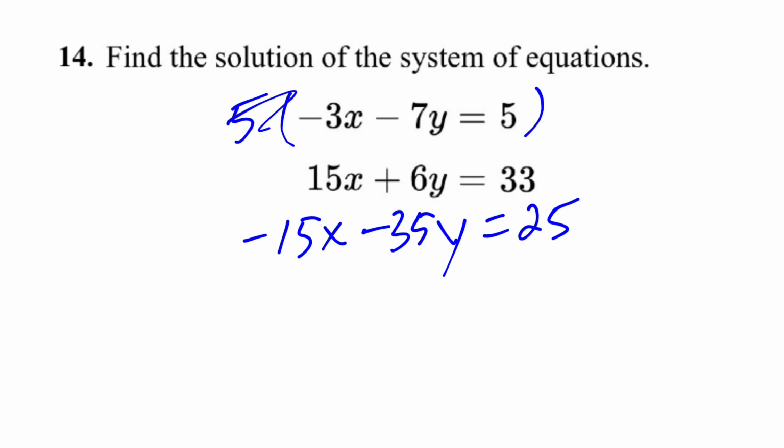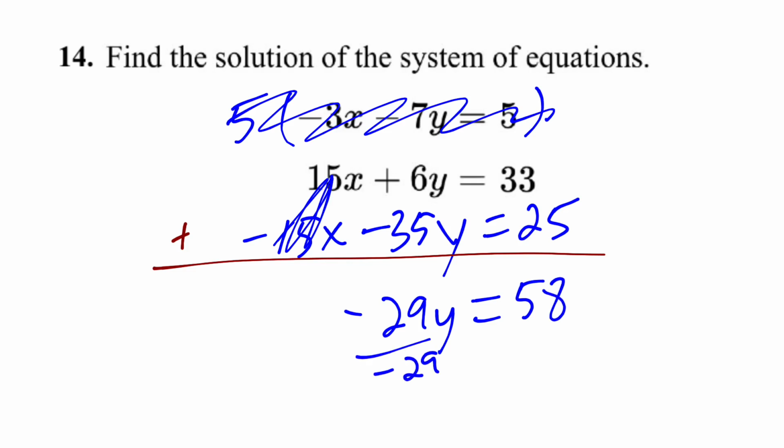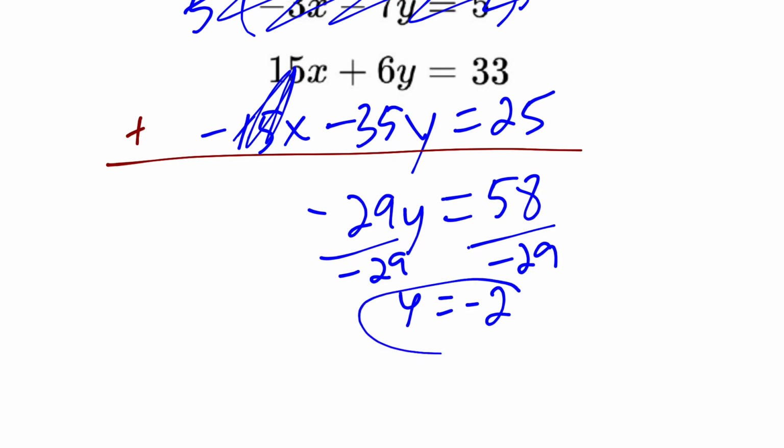Then I can cross out my original one, and I'm going to add these straight down. X's go away. I have negative 29y is equal to 58. If I divide by negative 29 on both sides, I get y is equal to negative 2.